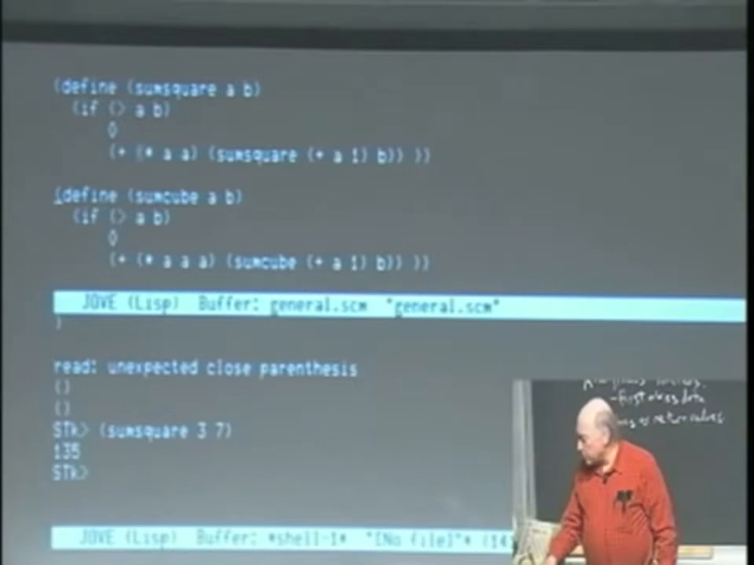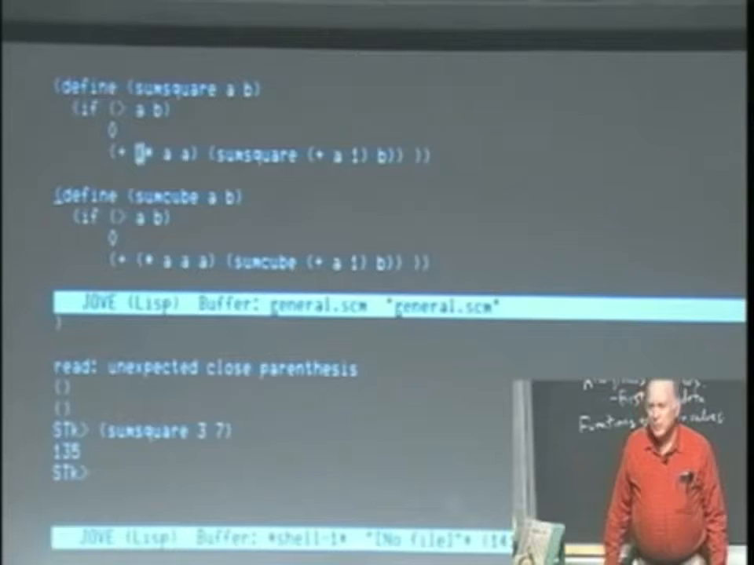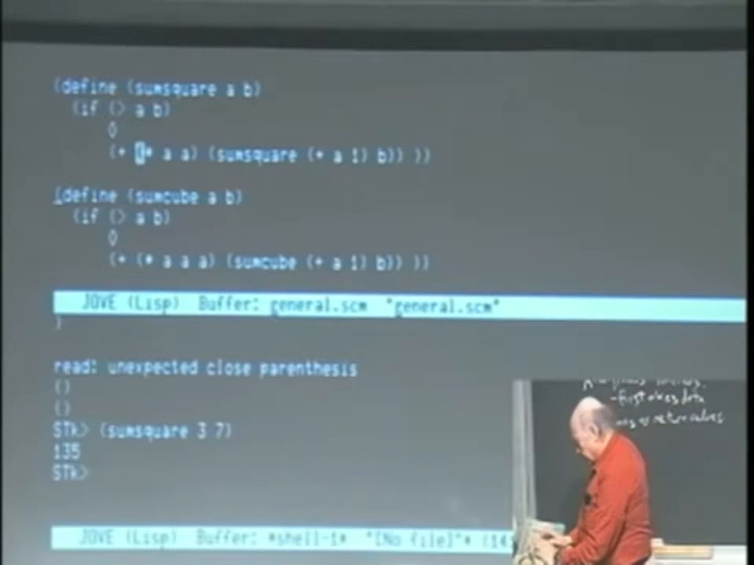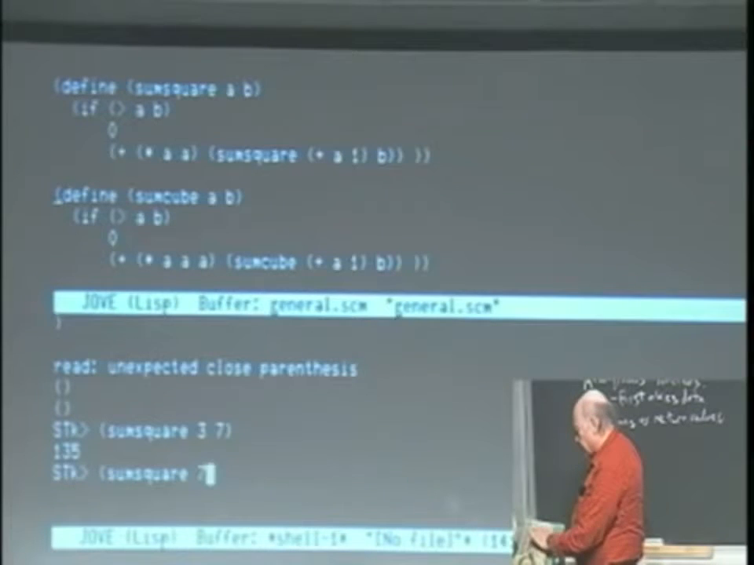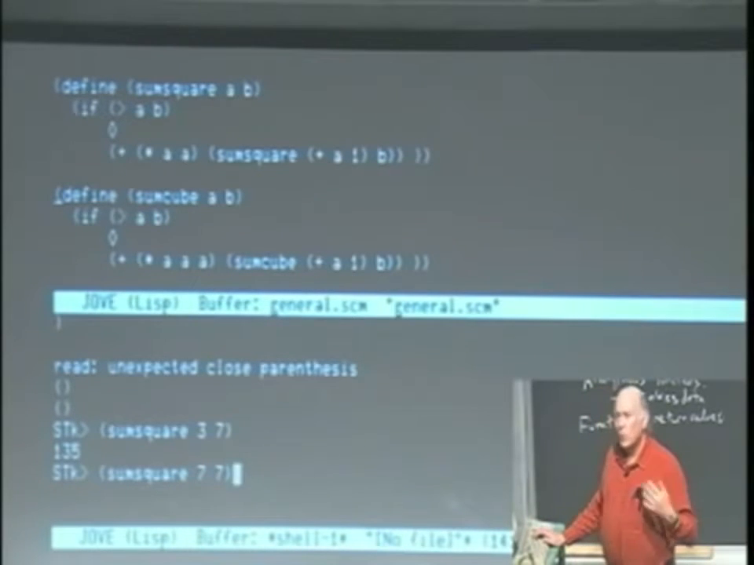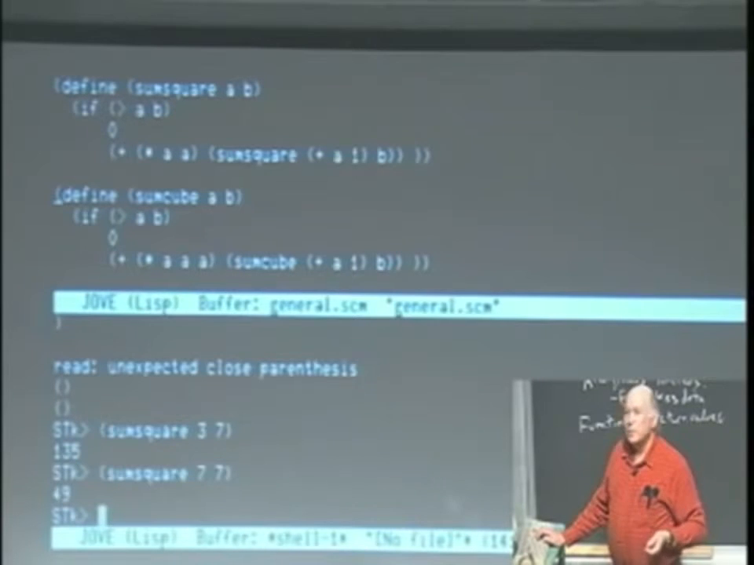What if A and B are equal? Okay. Well, if A and B are equal, for example, let's say sum square 7, 7. So first of all, what should the answer be? 49, right? Because there's only one number between 7 and 7 inclusive, and that's 7.